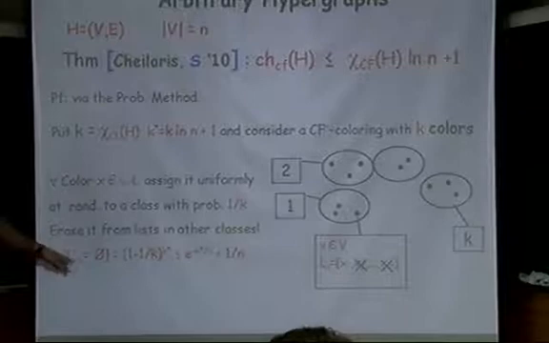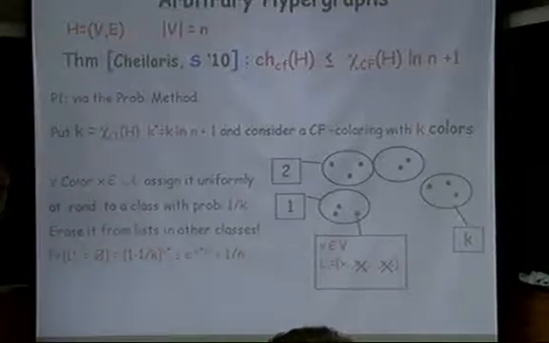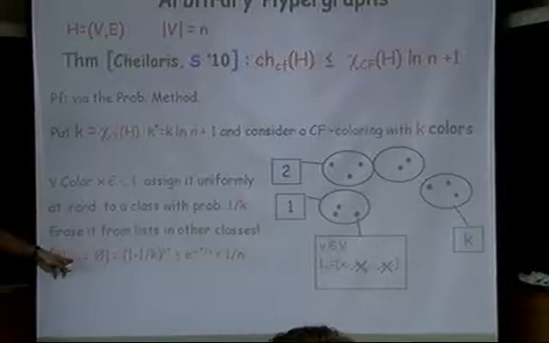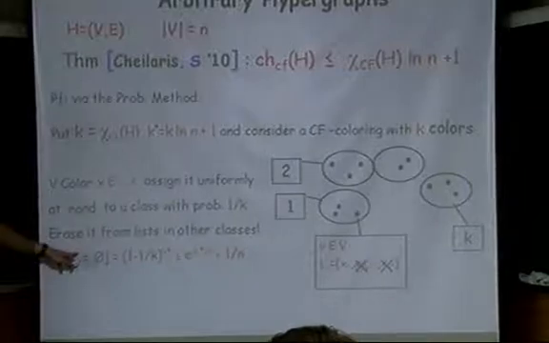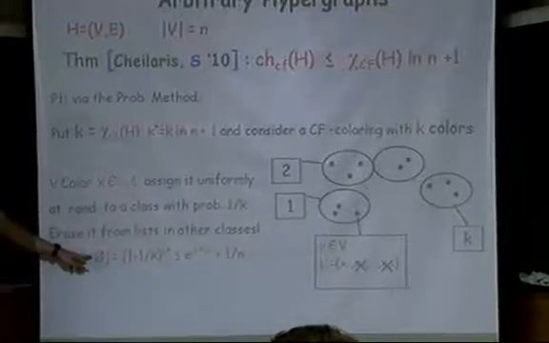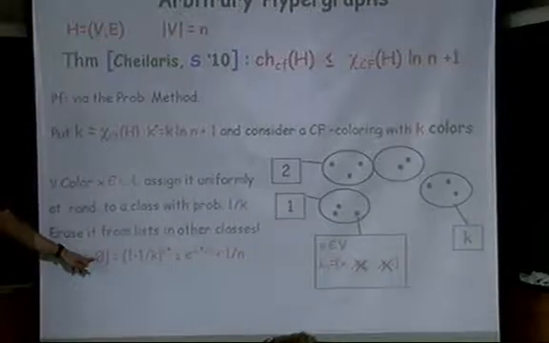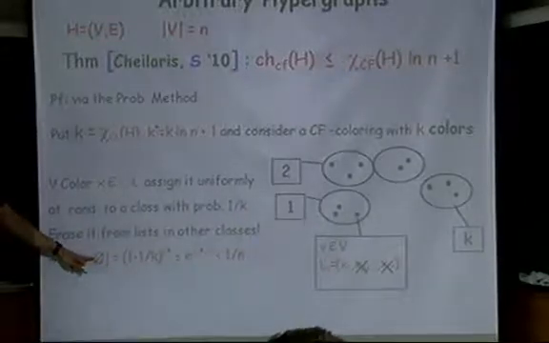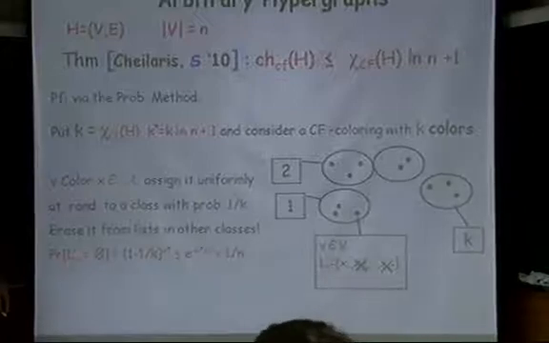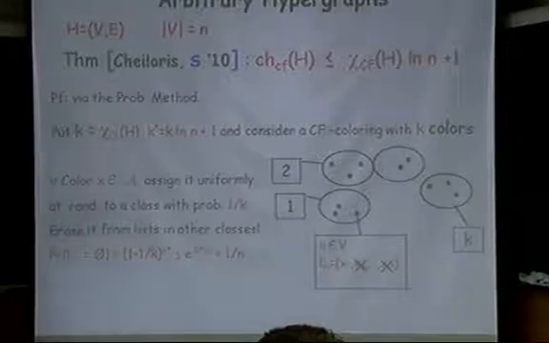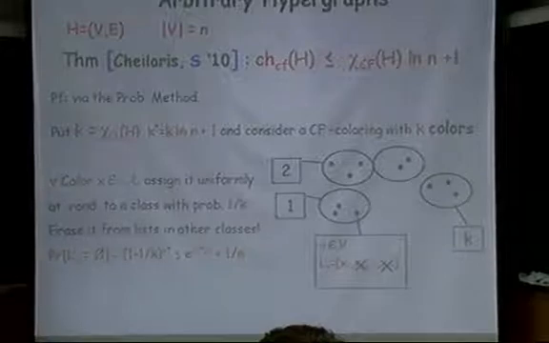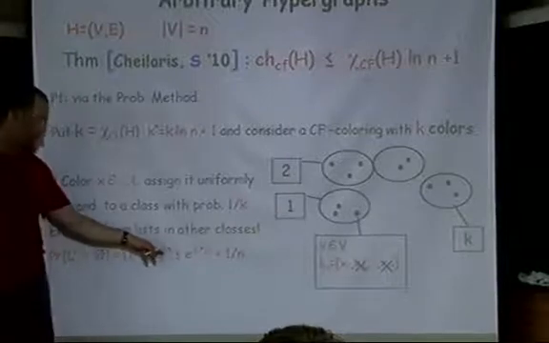So fix one list. After it's been diluted, call it the diluted list. So L_v is the original list, L_v prime is the list after you erase some of the colors. What is the probability that the new list for a fixed vertex is going to be empty? Very simple. A color in that list is not going to be erased with probability 1 over k. So it's going to be erased with probability 1 minus 1 over k. But you have k star of those. So the probability that all of them will be erased is (1 minus 1 over k) to the k star.